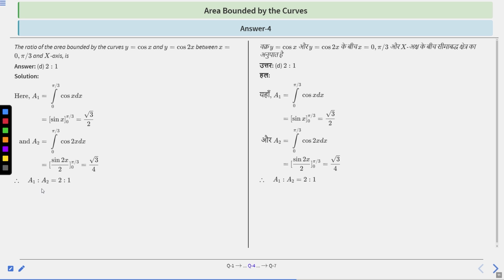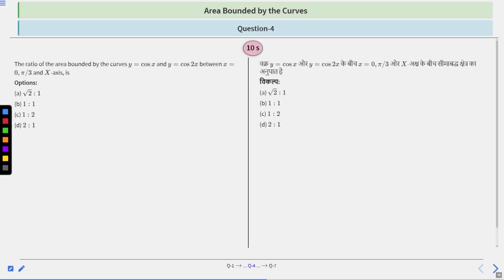Therefore A1 is to A2 is basically 2 is to 1. Got it? Option D is the right choice. 2 is to 1. Got it? Okay, let's move to the next question.